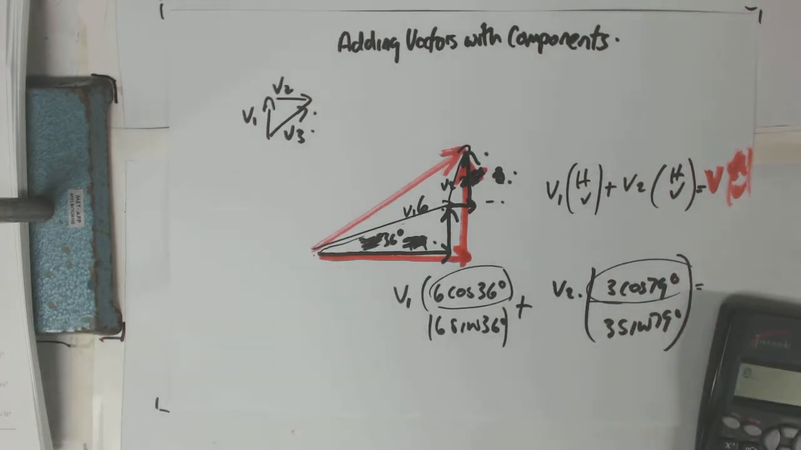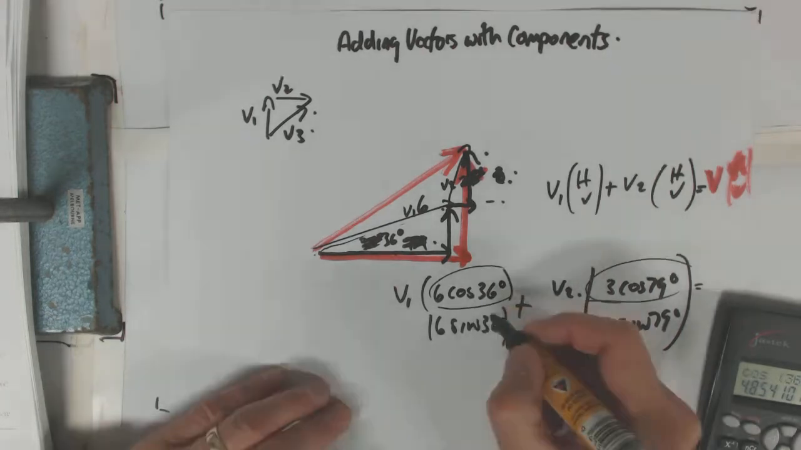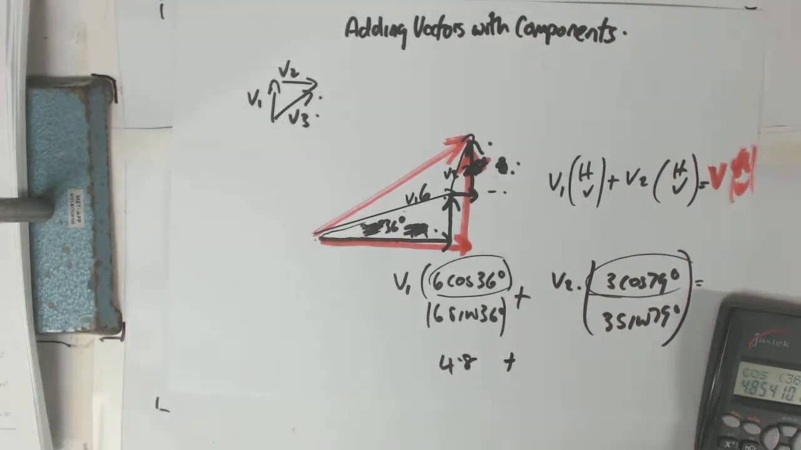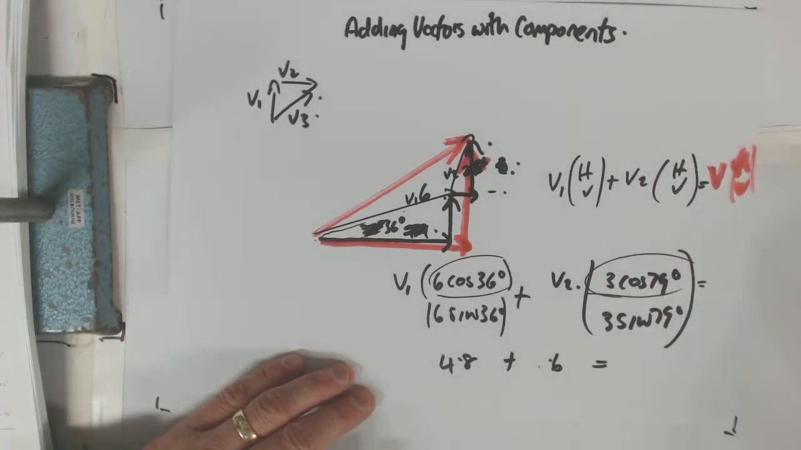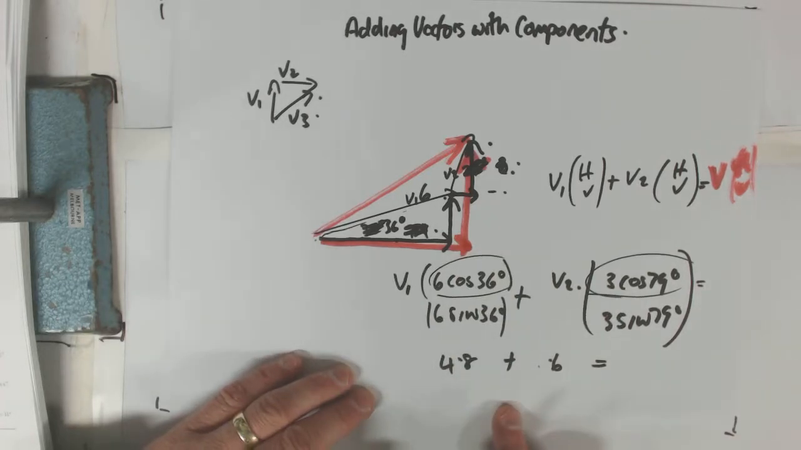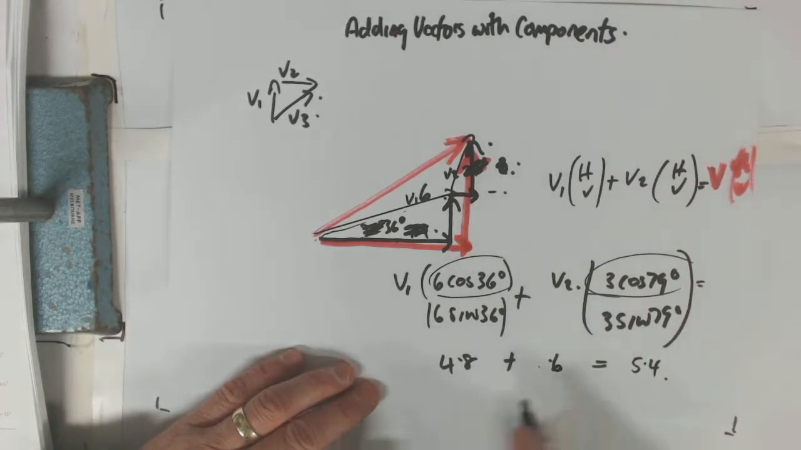So the horizontal component would be cos of 36 times 6. Always check your calculator: sine of 30 equals 0.5 means you're in degrees and not radians. So cos of 36 times 6 gives me 4.8. Plus 3 times the cos of 79 gives me 0.57. I'll call that 0.6. So the horizontal measurement here is 5.4. And we do the same thing for the vertical measurement.